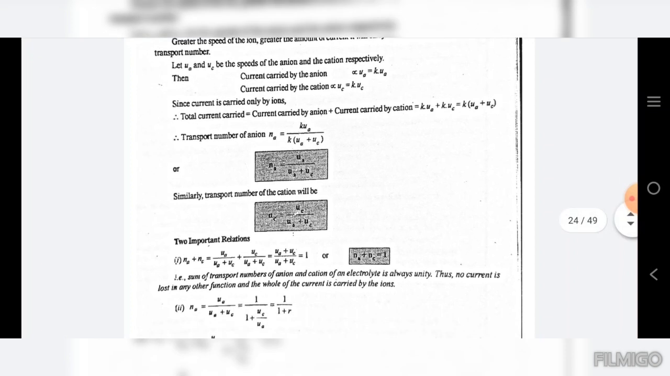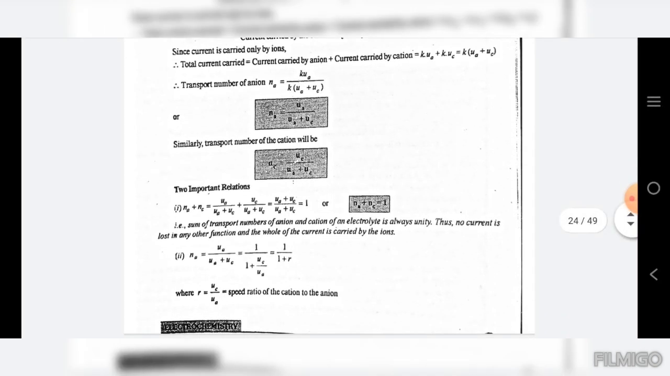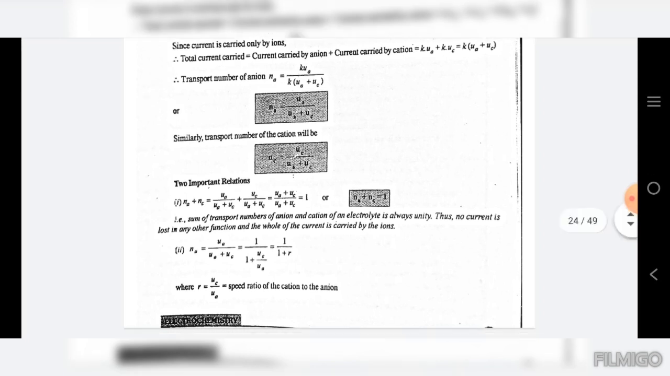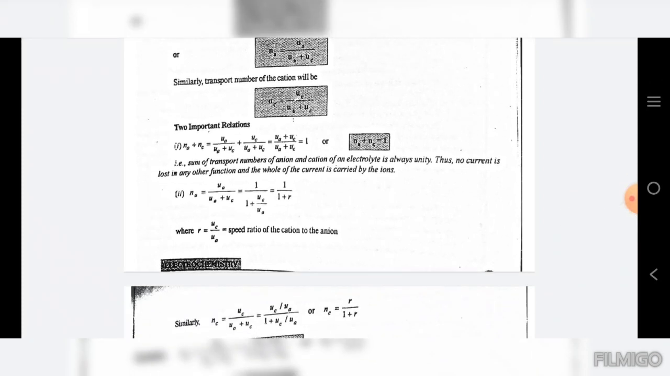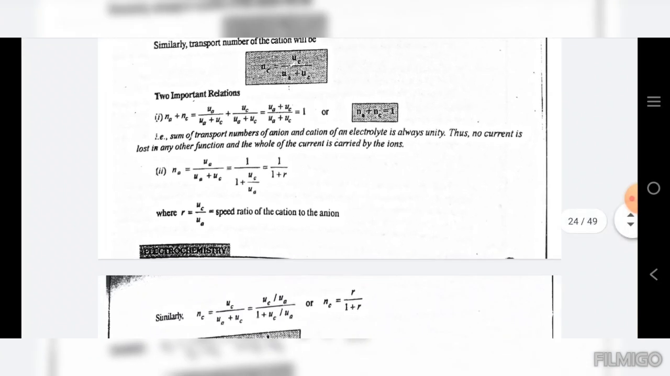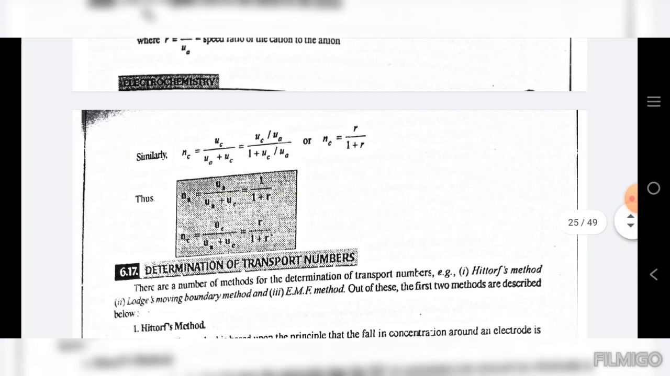Let UA and UC be the speeds of the anion and the cation respectively. Since current is carried only by ions, total current carried is equal to current carried by the anion plus current carried by the cation. Transport number of the anion, similarly transport number of the cation will be as you can see, and there are two important relations. That is, the sum of the transport numbers of the anion and cation of an electrolyte is always unity. Thus, no current is lost in any other function and the whole of the current is carried by the ions.